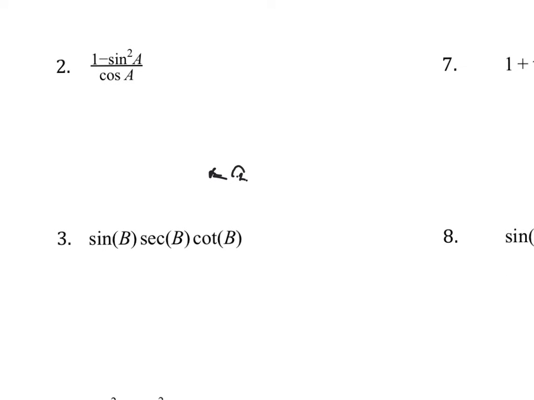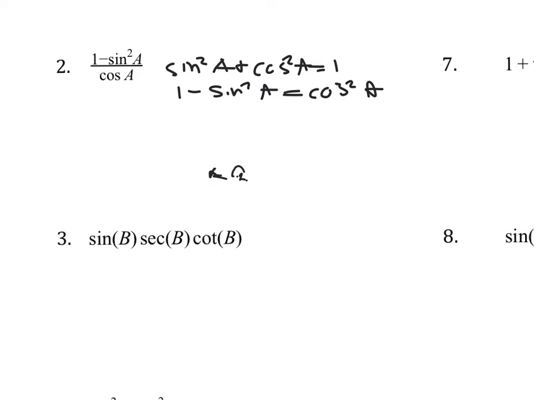Okay. So number two, 1 minus sine squared a over cosine a. Anytime you see a trig function that's squared, you should be thinking about the Pythagorean identities. And the one I'm thinking of here is sine squared a plus cosine squared a equals 1. So I could rearrange this equation so that 1 minus sine squared a would be equal to cosine squared a. Does that make sense? Okay.